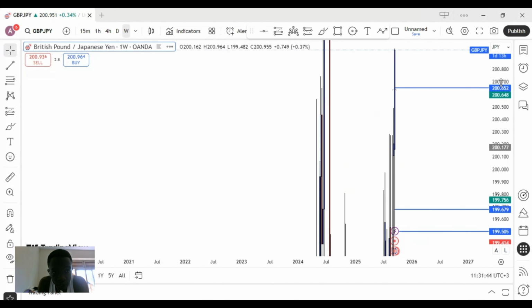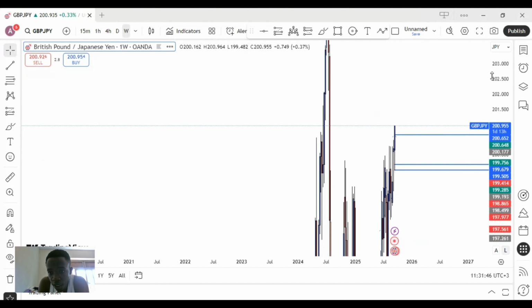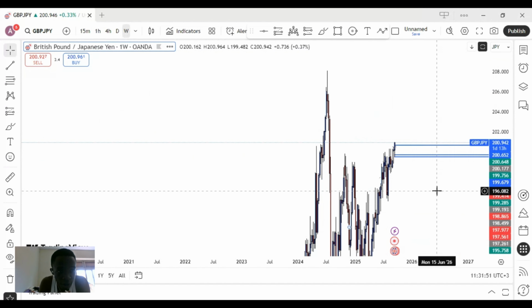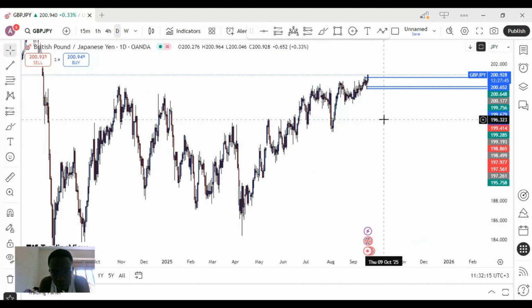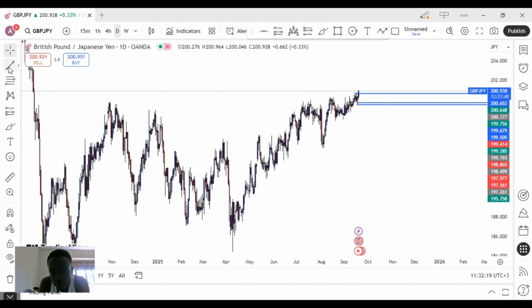All right, then we go to the daily time frame. When you go to the daily time frame, we see that the trend is still to the upside. If I try to draw a trend line for you here, you can see that from here up to this point, the trend is to the upside. So basically we are looking for buys.